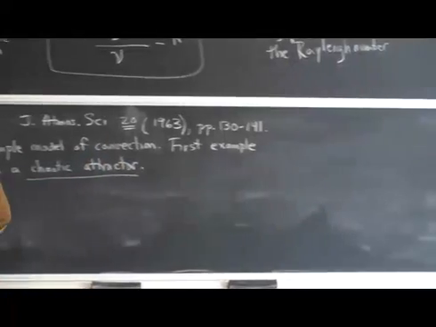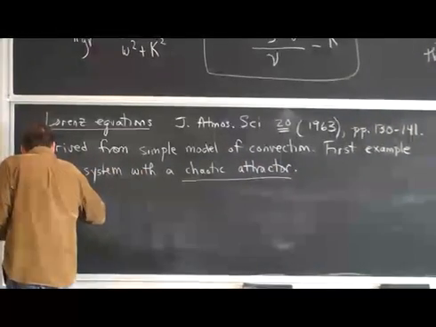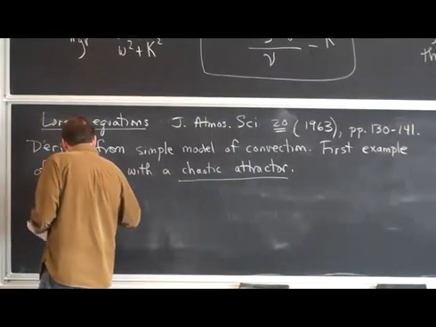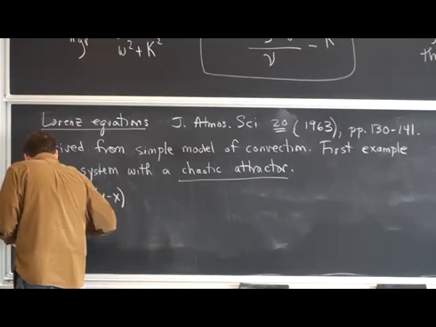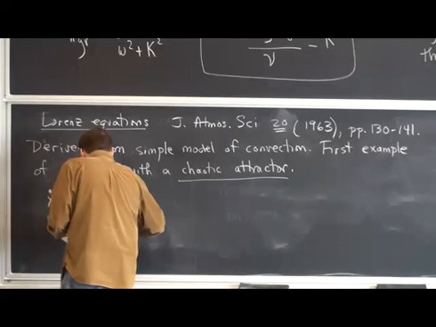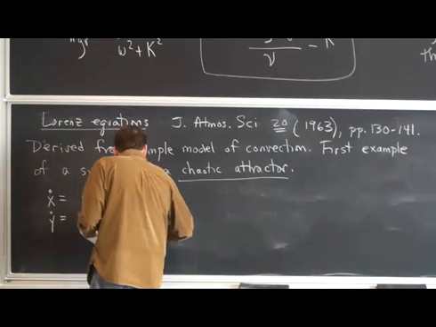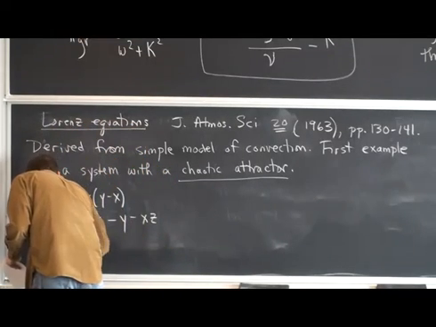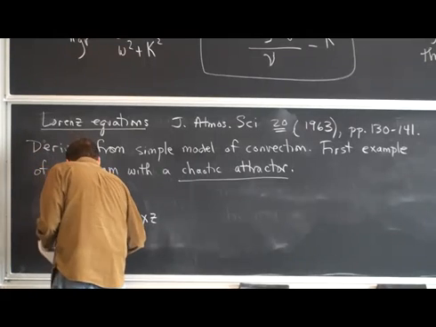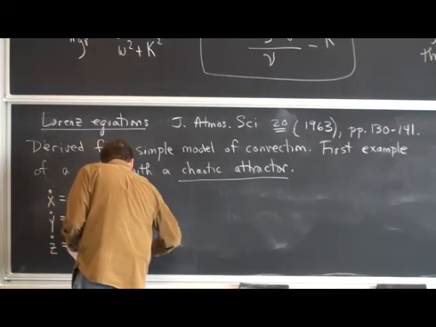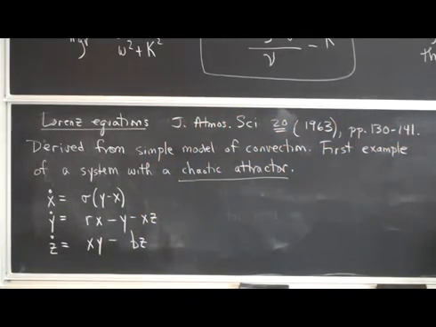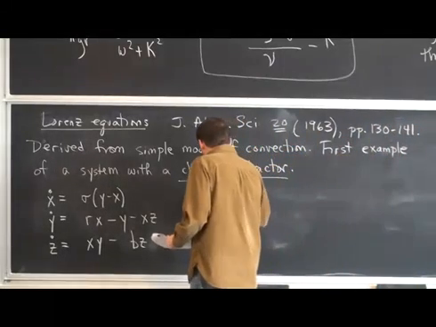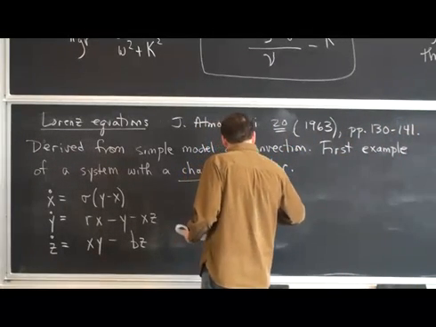Anyway, so his equations look like this. x dot is sigma times (y minus x). y dot is r x minus y minus x z. And z dot is x y minus b z. So as you can see, it's another three-dimensional system, just like the waterwheel equations. And it's got parameters, which are sigma, r, and b. They're positive.